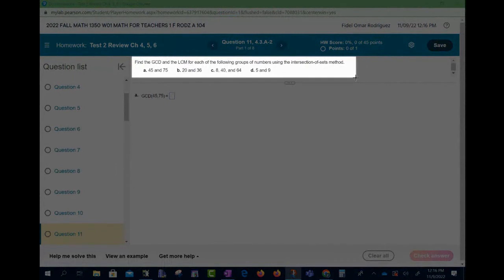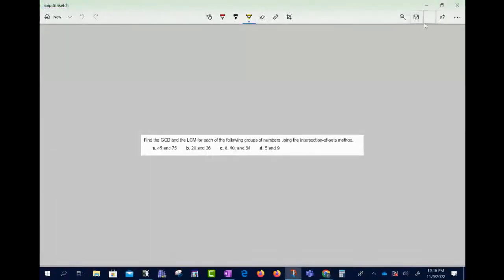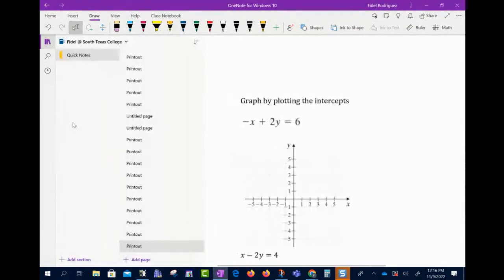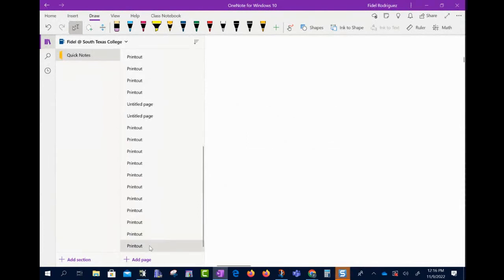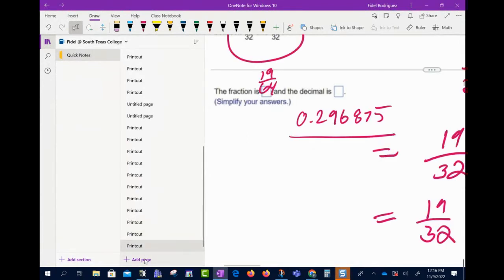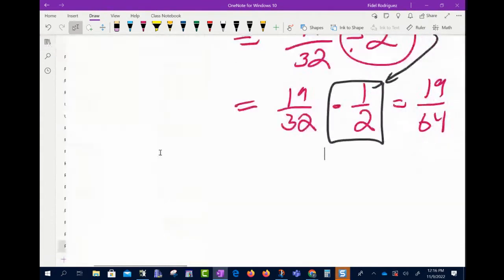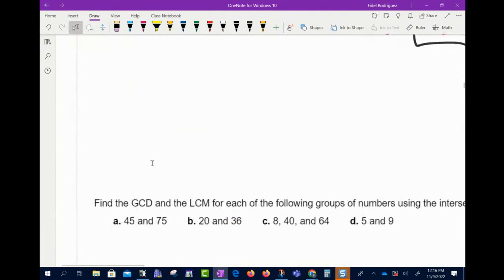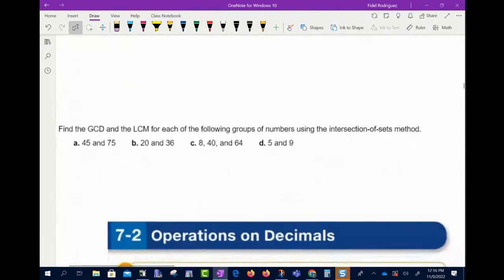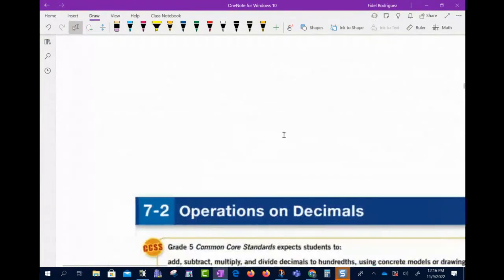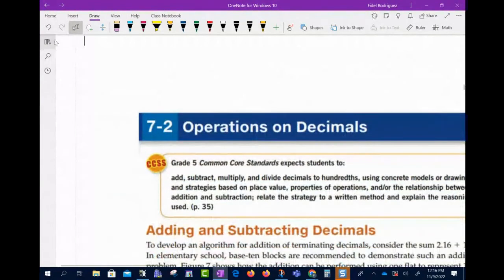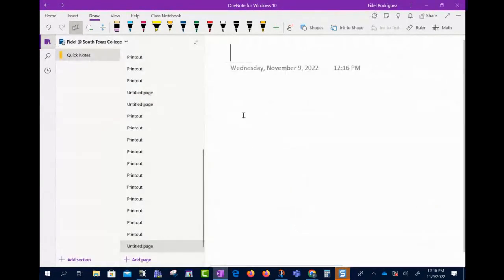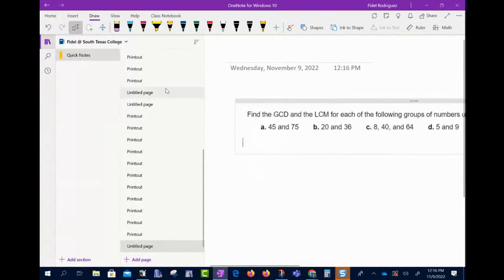Okay, so let's do this. Let me copy this here, y'all, and I'm going to scroll down to the bottom. Okay, we'll do it right over here. Let me drop this right here. That's not what I wanted to do. Let me get rid of this. Boom. Let me just add a page. There we go. And let's paste that right there.